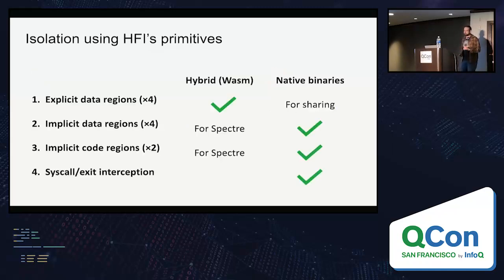Okay, so we've got these primitives. They work for Wasm and other SFI workloads and for native binaries, and we just use them differently in those different scenarios. Two different use cases, two different usage models, but essentially the same primitives.